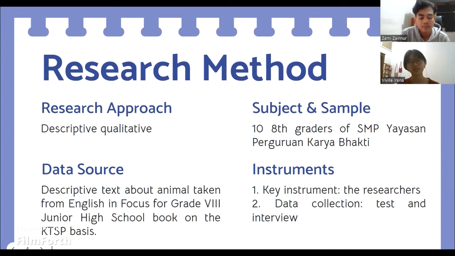And in collecting this data, the researchers did some procedures. The first one is the researchers shared a paper of a descriptive text to the students. The second one, the researchers guided the students to read the text first. The third one is the researchers instructed the students to translate the text. The fourth one is the researchers limited the time. And the last one is after the students had finished, the researchers collected the students' papers.